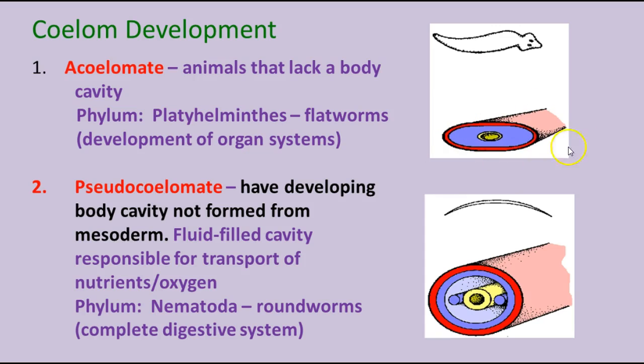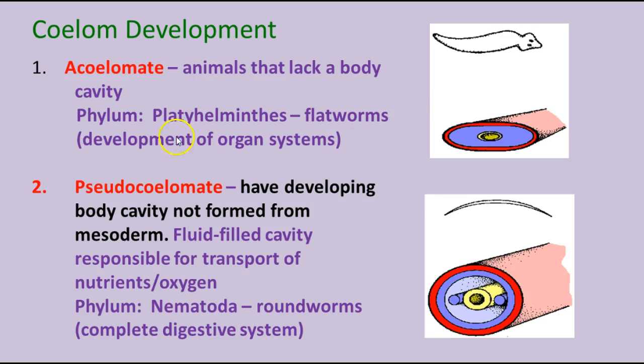This flat animal, or a flatworm, is considered an acoelomate, meaning it lacks a body cavity. You may recognize this prefix a from the word asymmetry, meaning no symmetry. So in this case, acoelomate means no coelom, or no body cavity. The phylum, which we will talk about later, is called Platyhelminthes, and those are our flatworms.